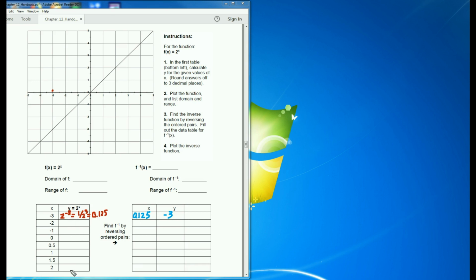After you've got these, create this column of ordered pairs and plot them as well. For example, I'll plot this first point. X is 0.125, so that's just here, pretty close to 0, and y is -3, so it's about here. All right, so pause this, fill this table out, reverse your ordered pairs, fill this out, and make both plots. Then I'll come back and make sure you've got all the right answers.